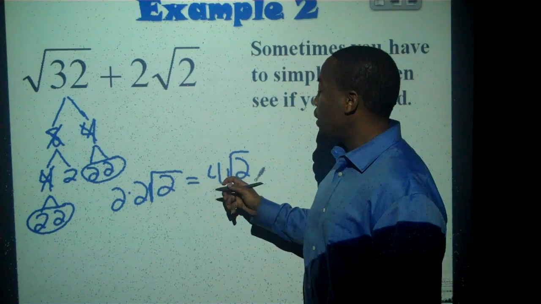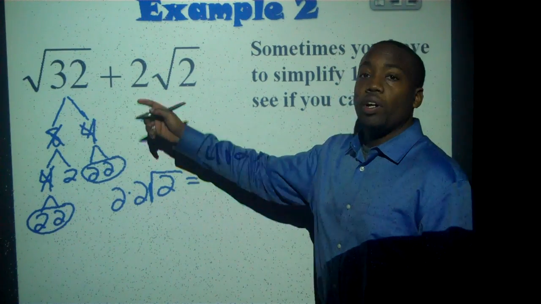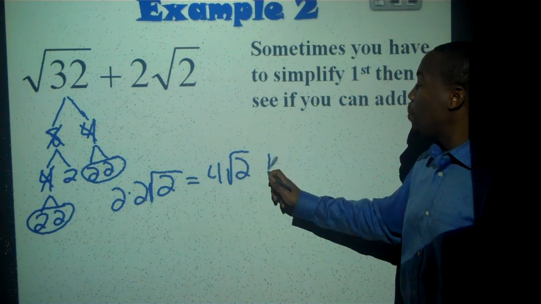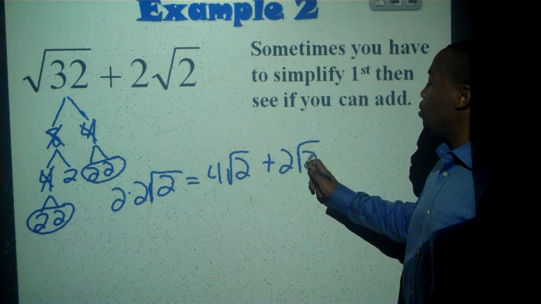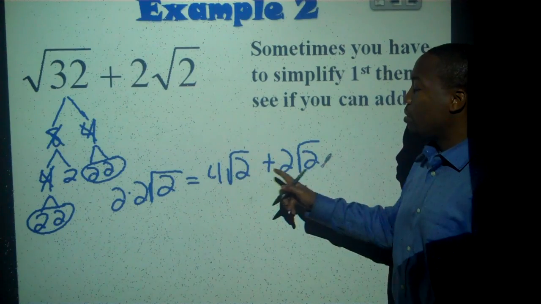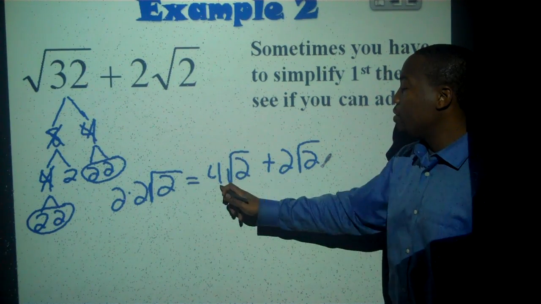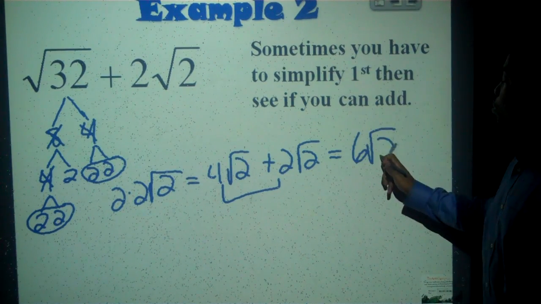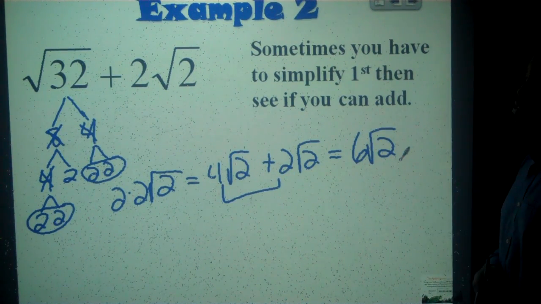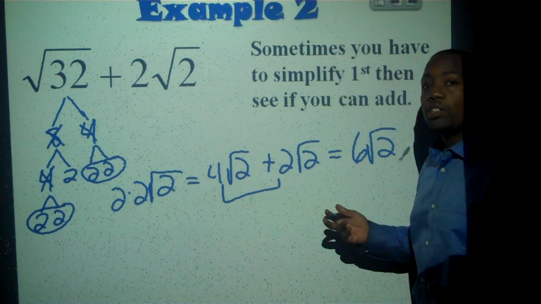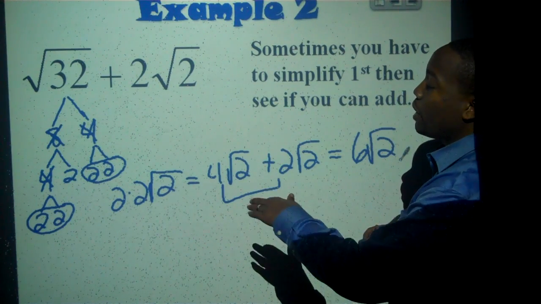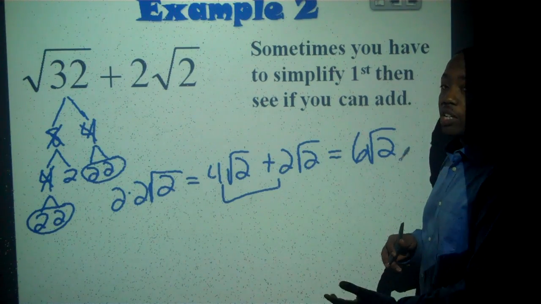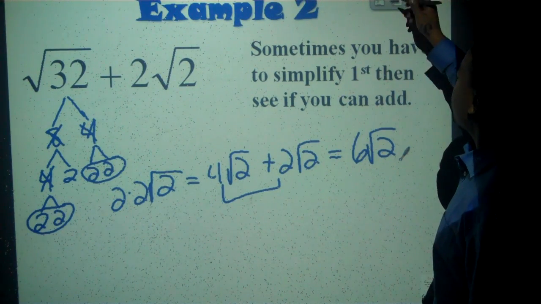Now, broken down, this is 4 root 2. Can I add it to the 2 root 2 now? Yeah, I can. Plus 2 root 2. Why can I? Because these are exactly the same. So now I just add the outsides, and I end up with 6 root 2. Very straightforward. So sometimes you can break it down, sometimes you can't. In this instance, we had to break it down first to see if we can add or subtract it. And of course, as you see here, we can. So there's our answer.